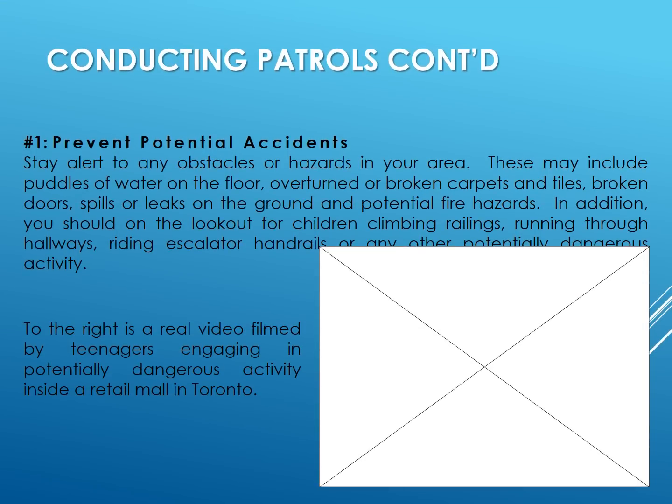Conducting patrols continued. 1. Prevent potential accidents. Stay alert to any obstacles or hazards in your area. These may include puddles of water on the floor, overturned or broken carpets and tiles, broken doors, spills or leaks on the ground, and potential fire hazards. In addition, you should be on the lookout for children climbing railings, running through hallways, riding escalator handrails, or any other potentially dangerous activity. To the right is a real video filmed by teenagers engaging in potentially dangerous activity inside a retail mall in Toronto.